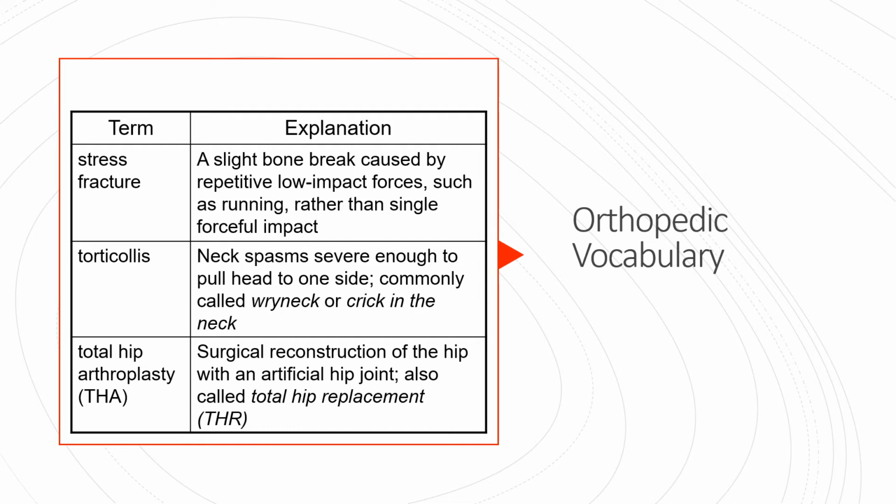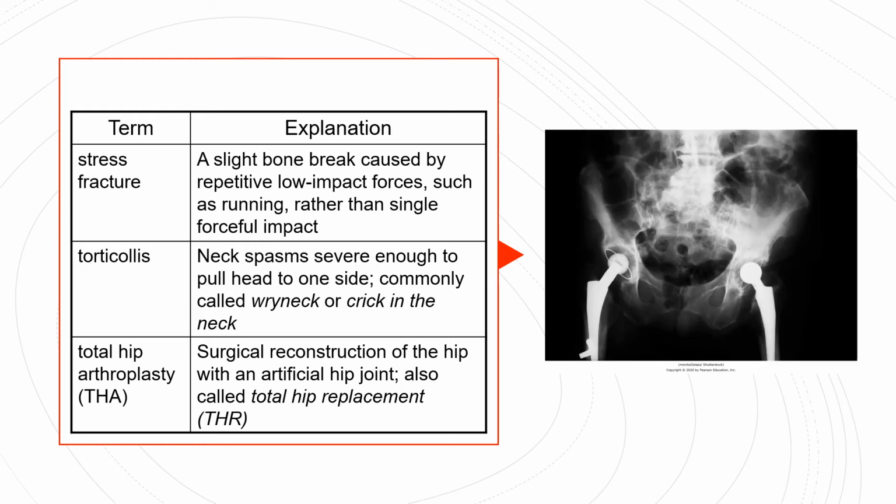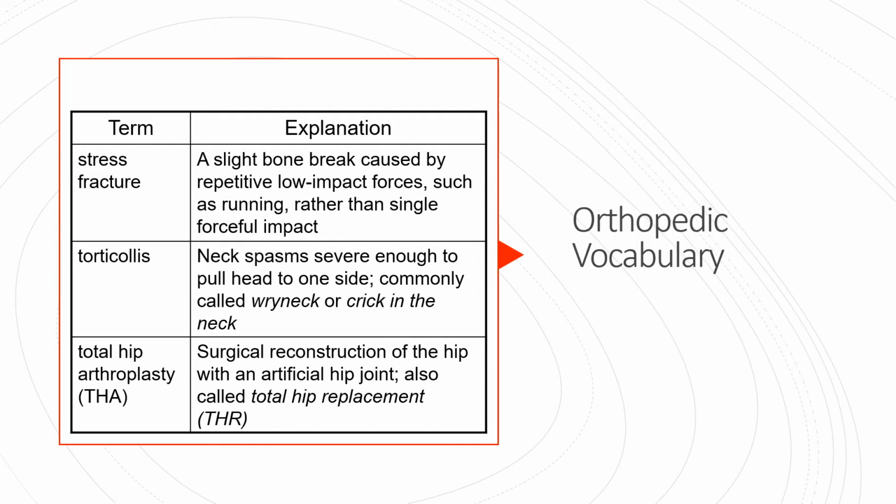Torticollis is neck spasms that are severe enough to pull the head to one side. This is commonly called wry neck or a crick in the neck. Total hip arthroplasty is the surgical reconstruction of the hip with an artificial hip joint. It's also called total hip replacement, and you can abbreviate it THA or THR.